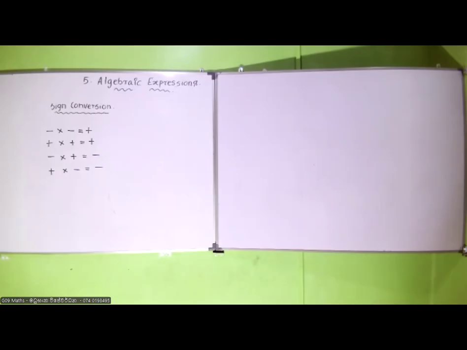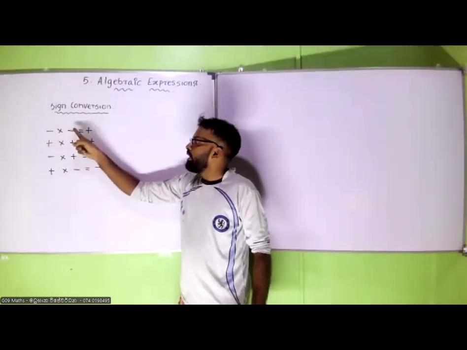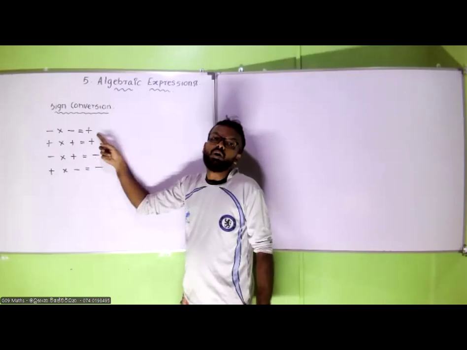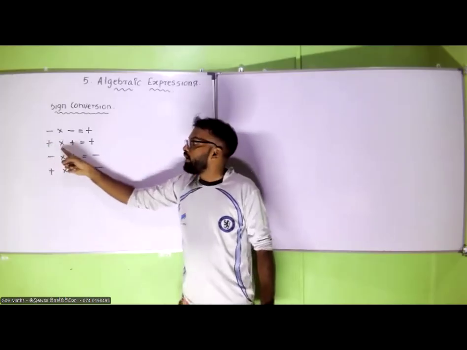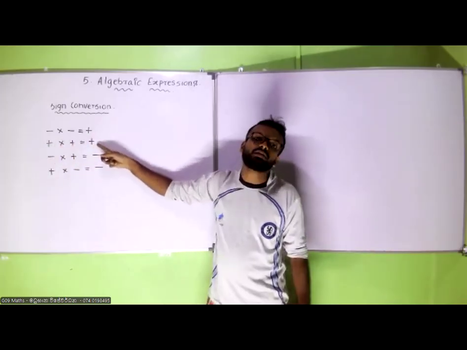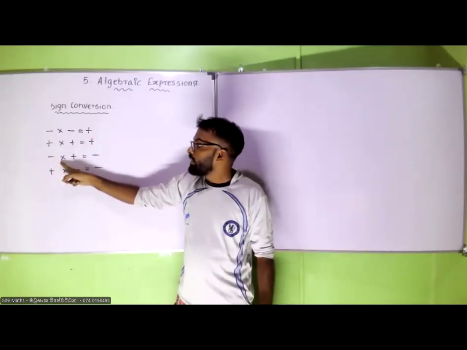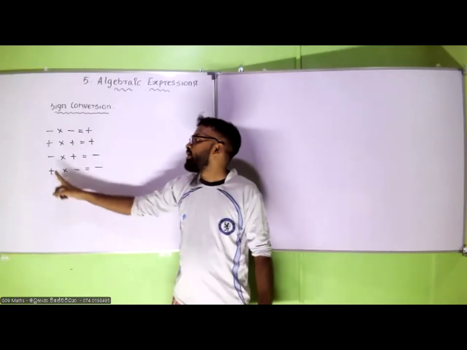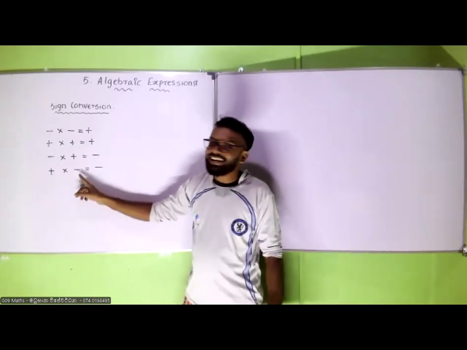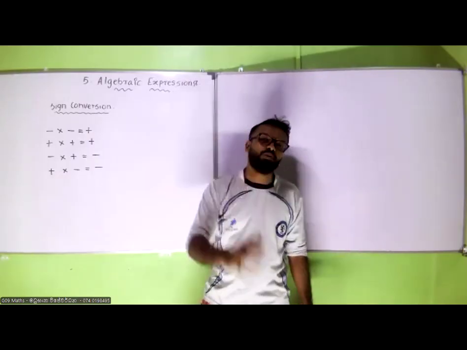Let's all read it, so that you can remember. Negative multiplied by negative, answer positive. You have to write all here. Positive multiplied by positive, result is positive. Negative multiplied by positive, result is negative. Positive multiplied by negative, the result is negative. So keep that in your mind, right?